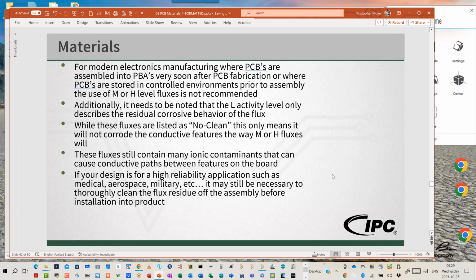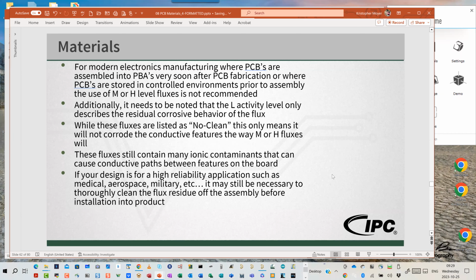So even if it's not going to be corrosive to the copper, it can still provide that conductive path, which could cause degradation of the performance or failure of your product. For consumer goods or kids' toys or whatever, if the blinking lights on your kids' toys stop working over time, it's not the end of the world.